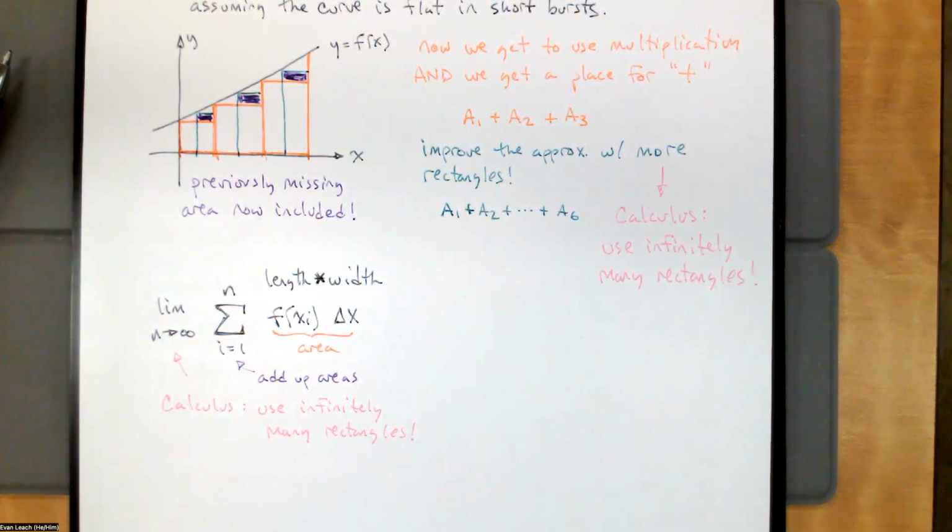Area multiplied by the height given by the function, add them all up, and then use an infinite number of things. In this case, rectangular solids.